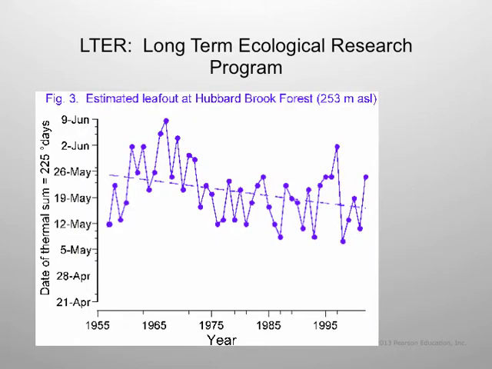What you're seeing now is a graph of data taken at Hubbard Brook on estimated leaf out. And on the x-axis are the years, 1955 or thereabouts to beyond 1995. And so you can see the dates on the y-axis, May, June, and April. And it's the date of thermal sums. That's the number of days in a year where you have warm weather affecting the trees.